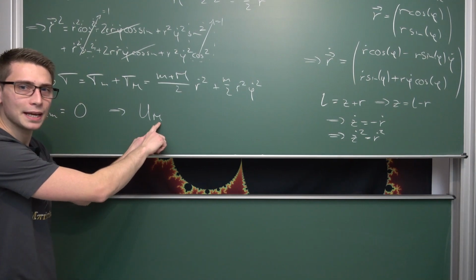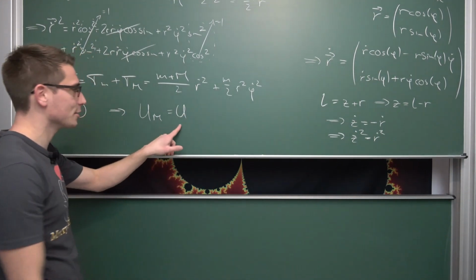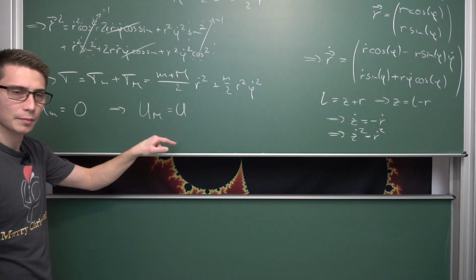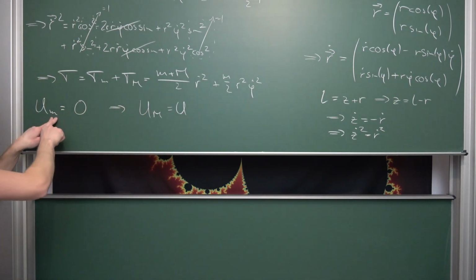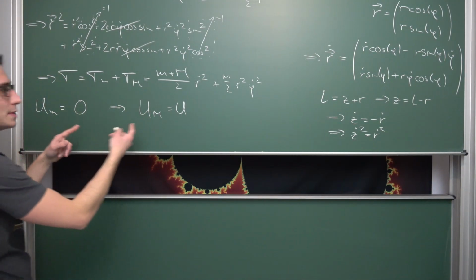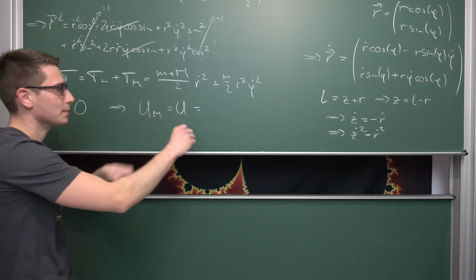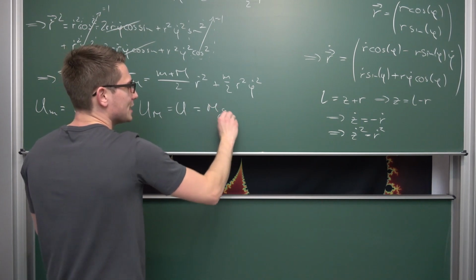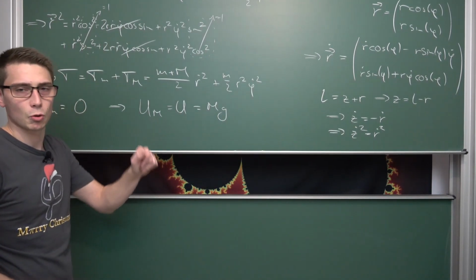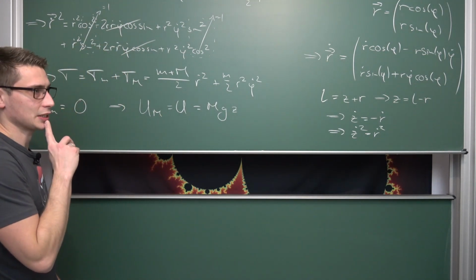U of big M is also the total potential energy of the system, which does make sense if you think about it, because the total potential energy of the system is just U of capital M plus U of small m, but U of small m is zero, meaning this is just the potential energy of the big mass. And this right here is mass, so big mass, times gravitational acceleration, times the z coordinate in the system. Now, what's the z coordinate exactly?